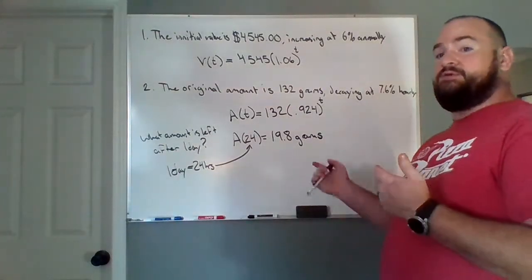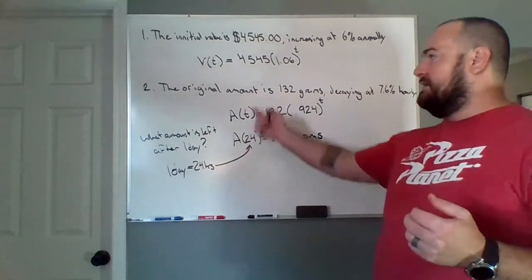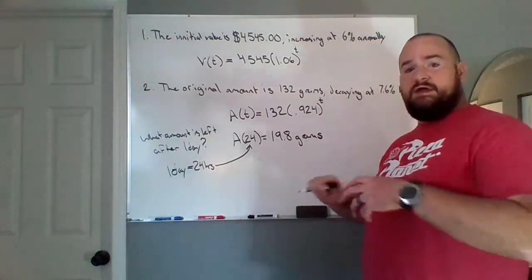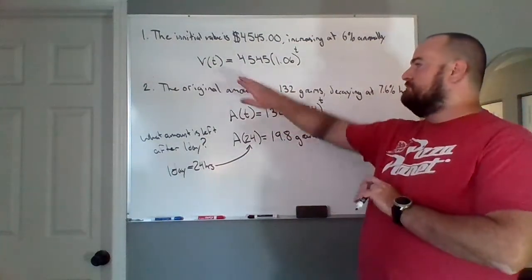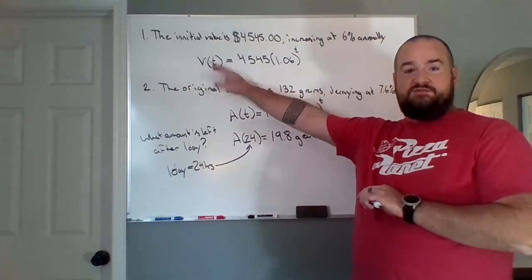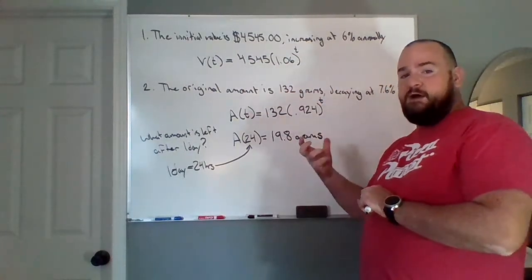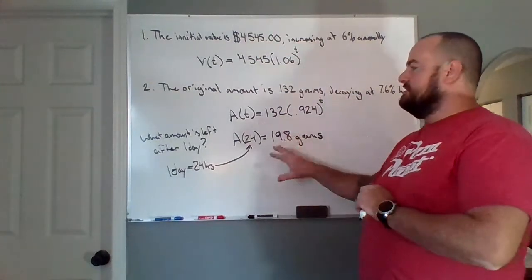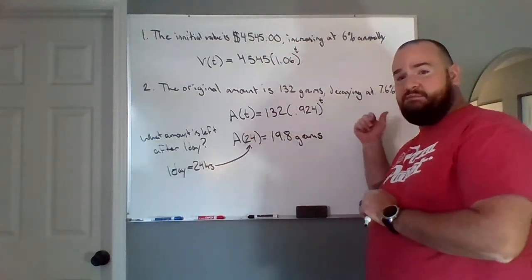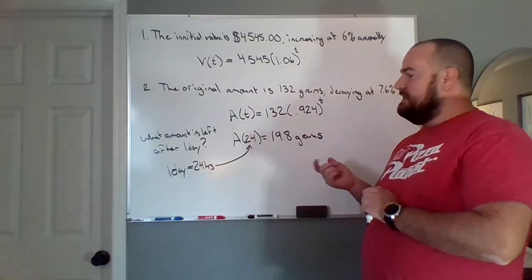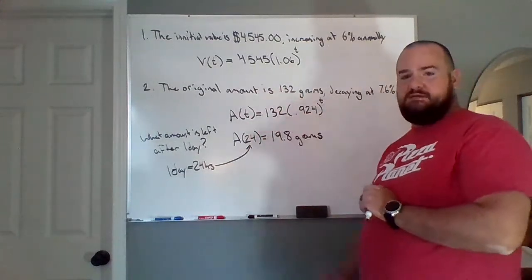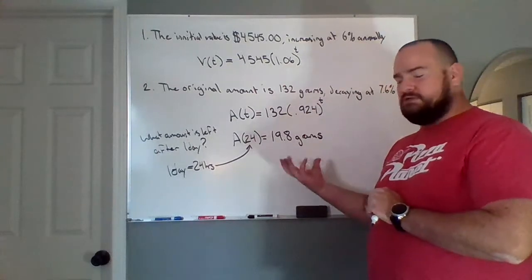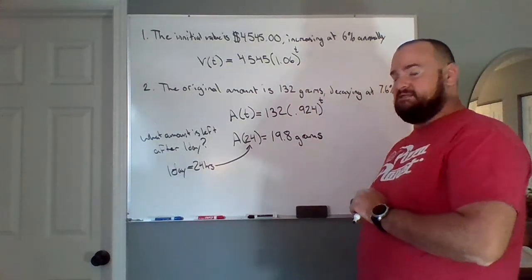Don't just say, oh, my input is T, my output is A, or my input is C, my output is V, right? Understand what these mean. My input is the number of years, and we're using T for that. The output is the value of this thing after T years. Down here, the input is T, which is the number of hours that have passed, and my output is A, which is the amount of this thing remaining. Being able to really understand that makes things a lot easier to do.